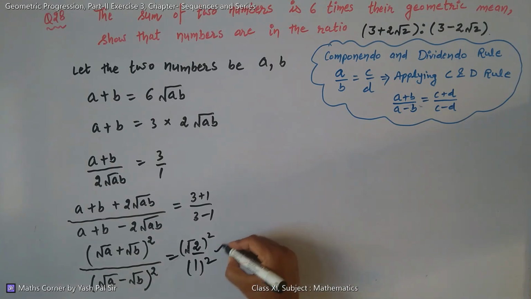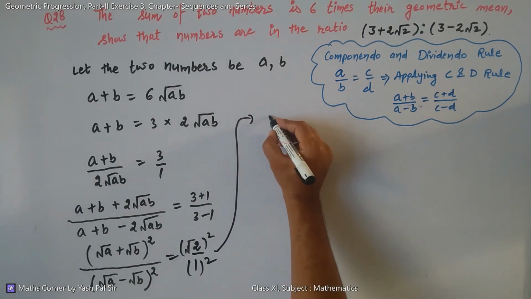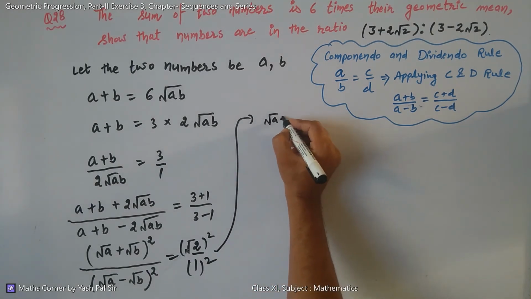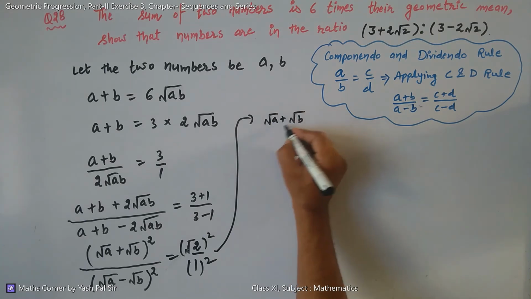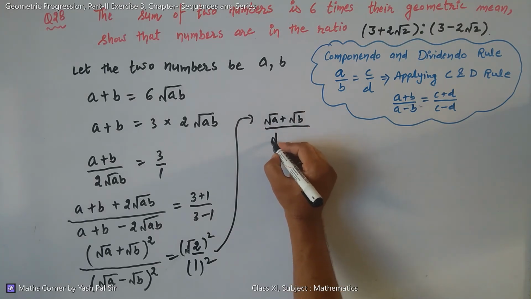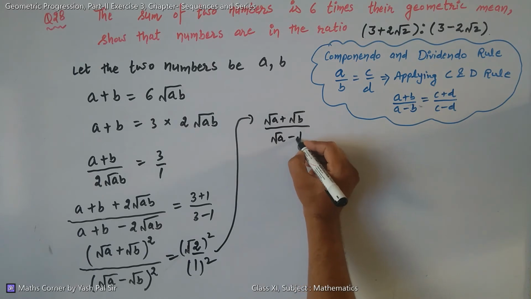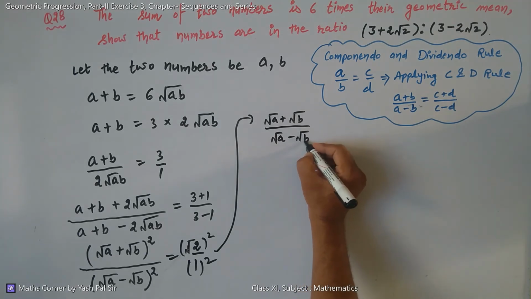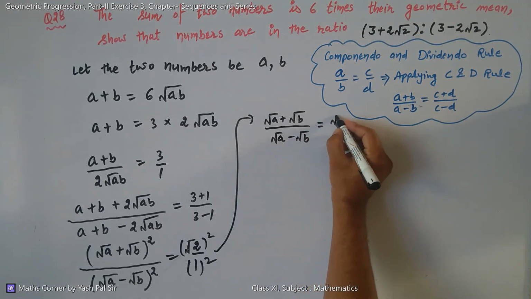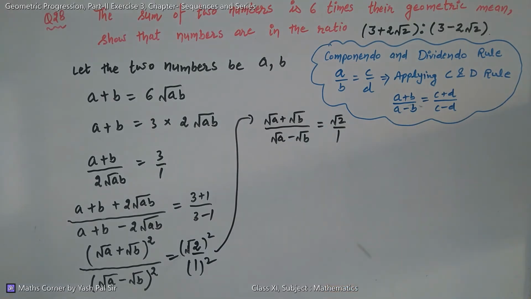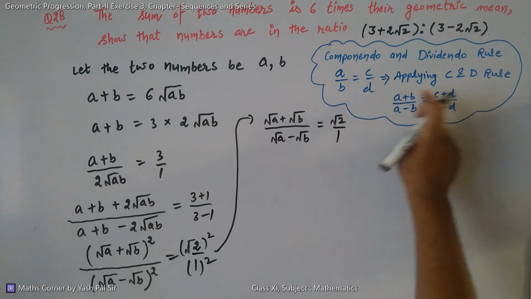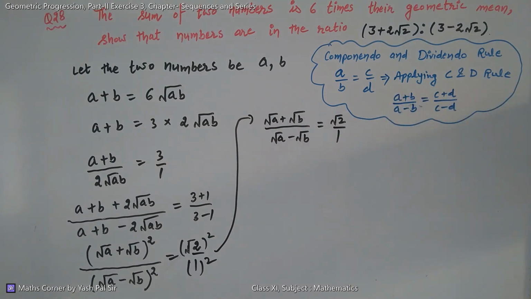So this becomes square root of a plus square root of b divided by square root of a minus square root of b is equal to square root of 2 divided by 1. Again we apply the same componendo and dividendo rule.